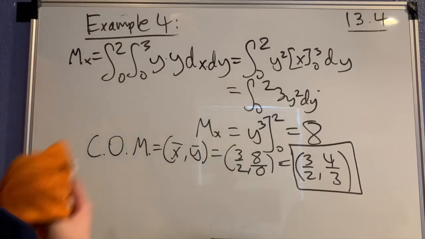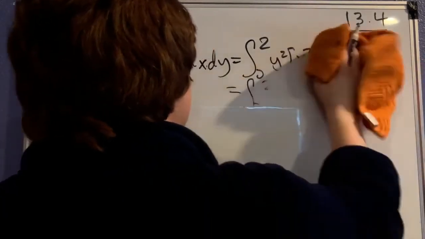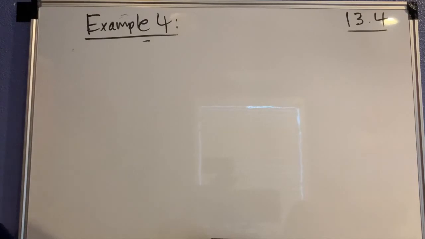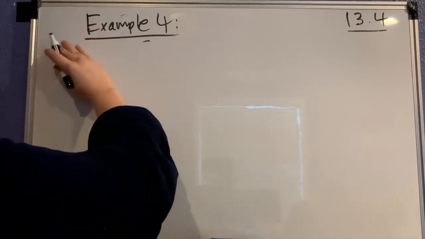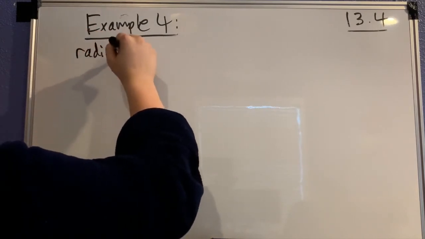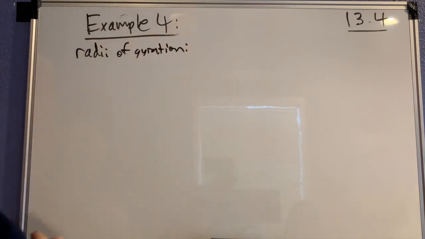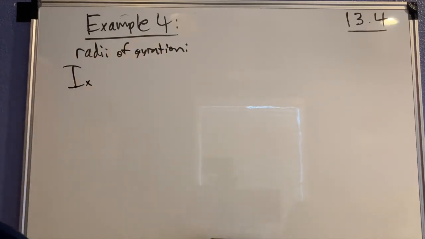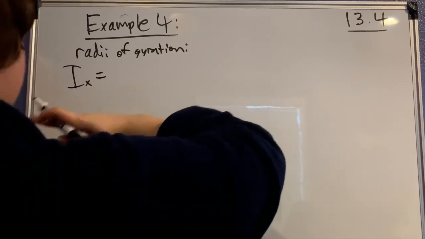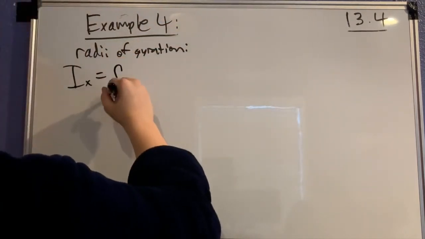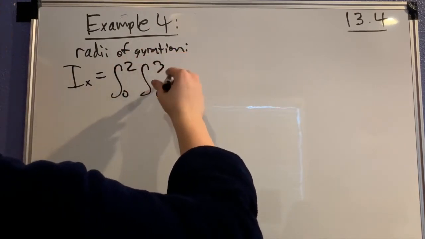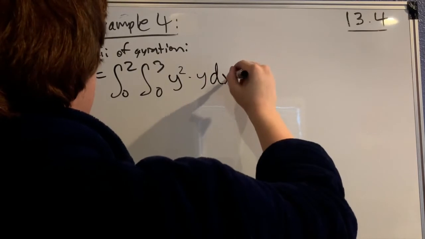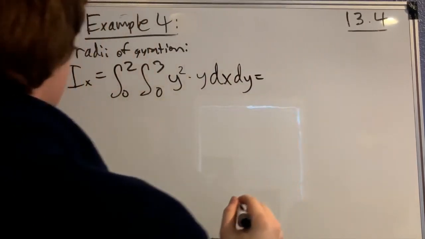Now we're actually going to move on to finding the radii of gyration. I'll just write it here, radii of gyration. First, we need to find the moments of inertia because that was in the formula for radii of gyration. And I sub x is, we can just do the same integration from bottom to top. So it would be 0 to 2 for the y, 0 to 3 for the x, and then the formula is y squared times y, remember that formula from Tyler, dx dy, which is equal, and these integrals are pretty easy.